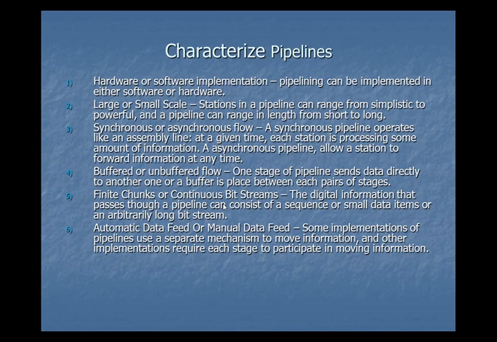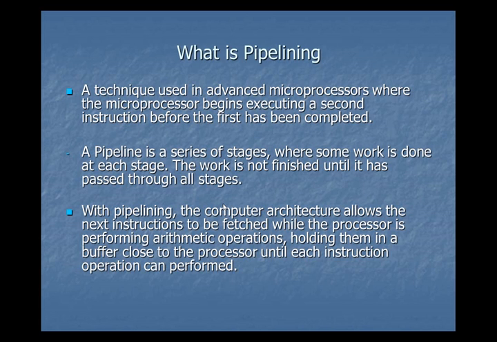Then we characterized pipelining, that is, how we divide the different kinds of pipelining: hardware or software implementation, that is hardware pipelining, software pipelining, large or small scale pipelining, synchronous or asynchronous pipelining, buffered or unbuffered flow pipelining, finite chunk or continuous stream pipelining, automatic data feed or manual data feed pipeline. So these are the brief, main categories of the pipeline.